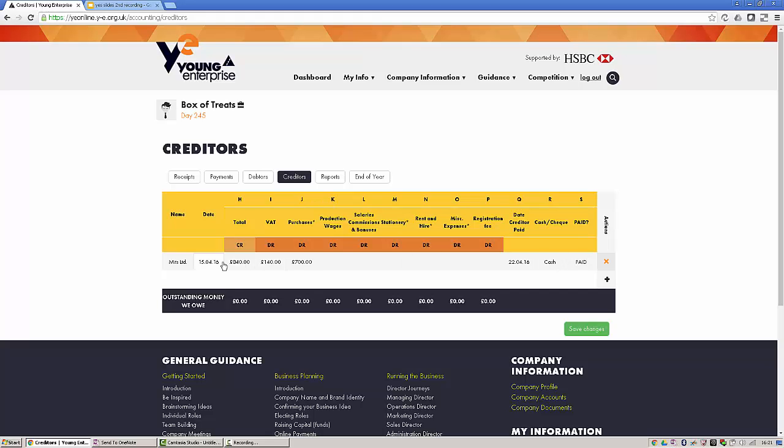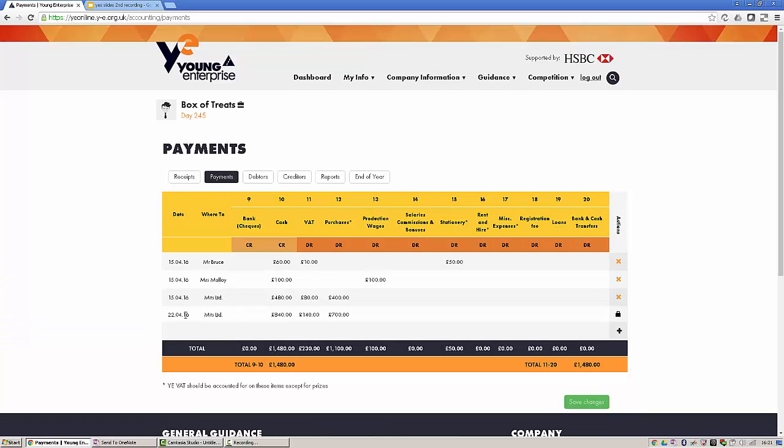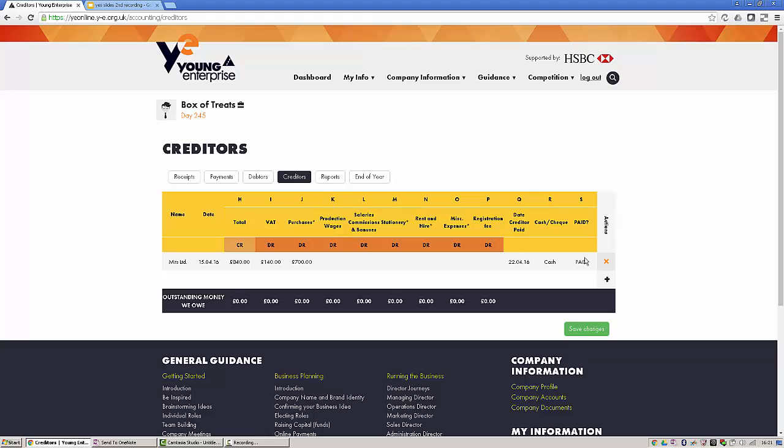And because I've paid it, it automatically goes in here under my payment screen, the very bottom one, £700 plus VAT for my purchases, so I've now paid over that cash. So because it's recorded there, it's recorded as paid, so I no longer have any creditors.